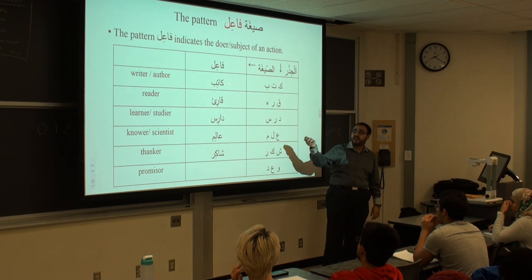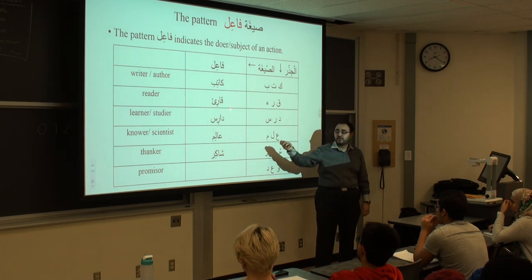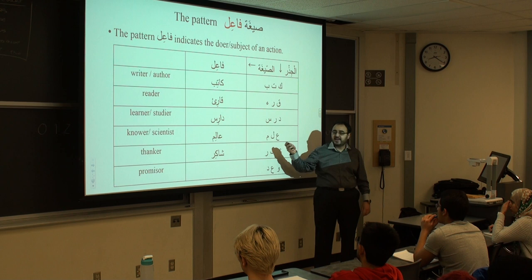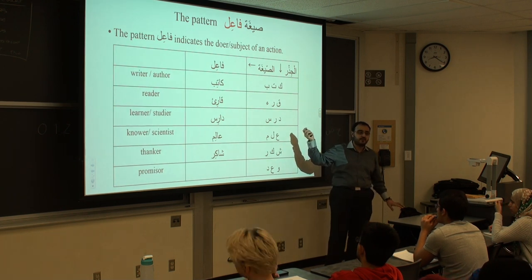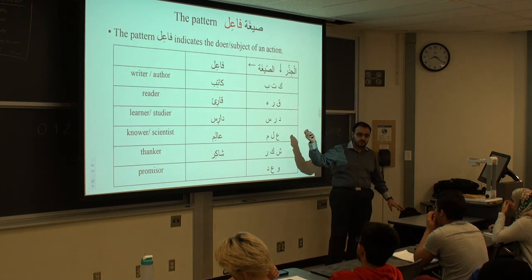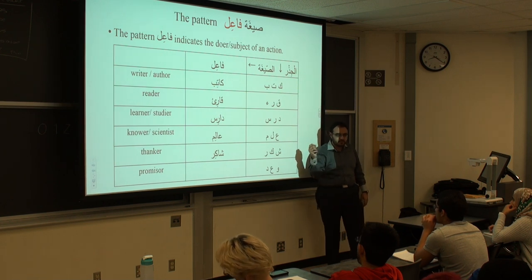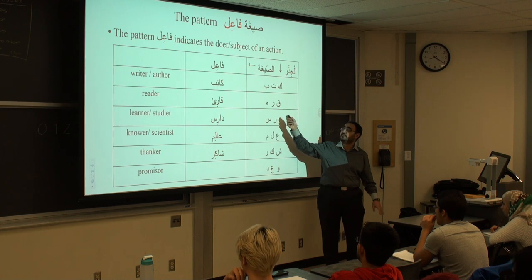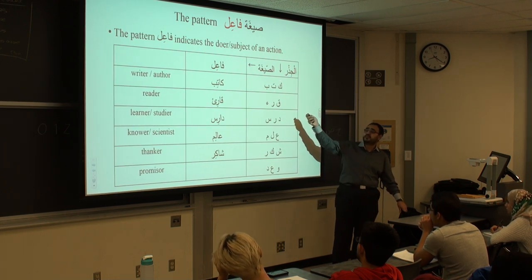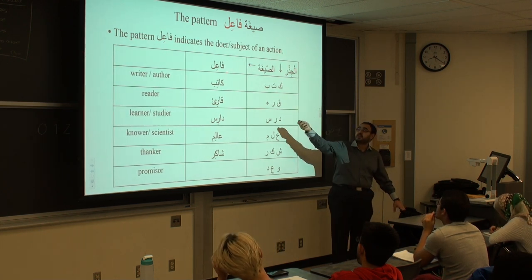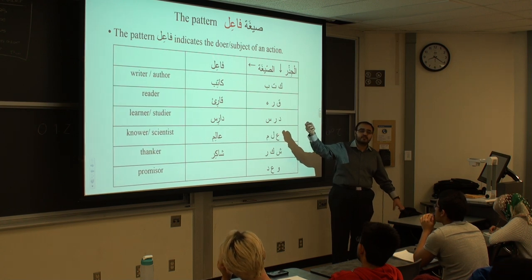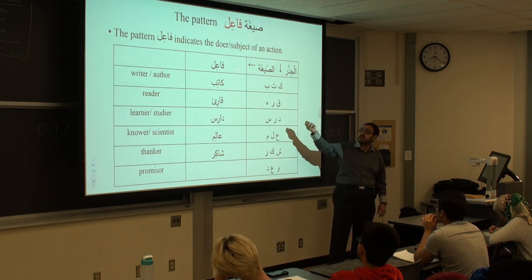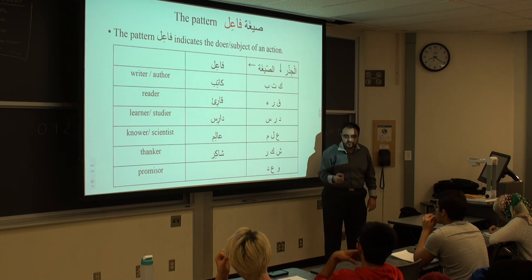So the pattern fa'il will always indicate the doer of the action. What action? This is determined by the root. Okay? So did you all get this? So we have two players here. The root, it determines the action. The pattern, it determines a specific characteristic. In this case, it determines the doer of that action.